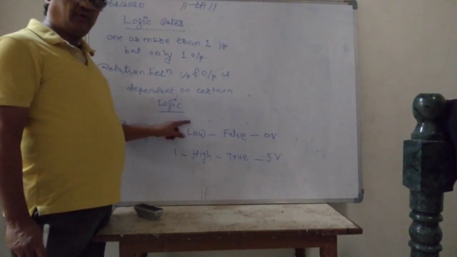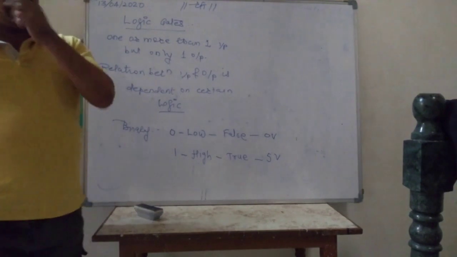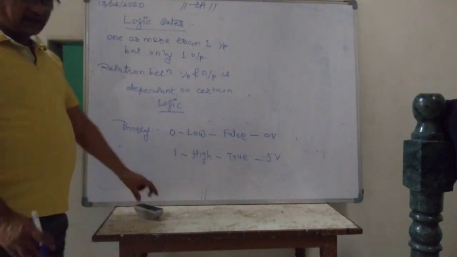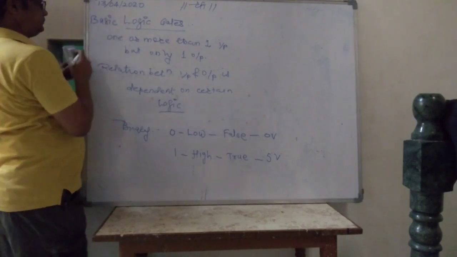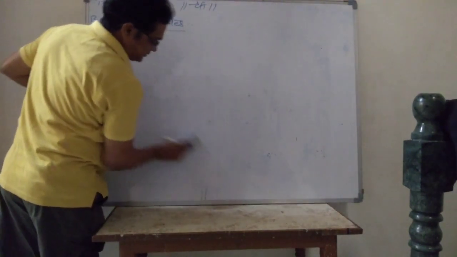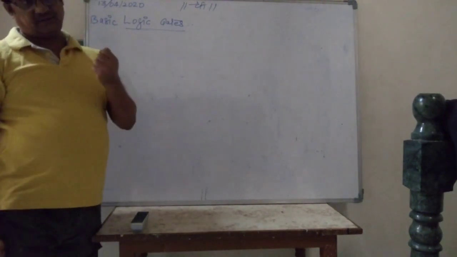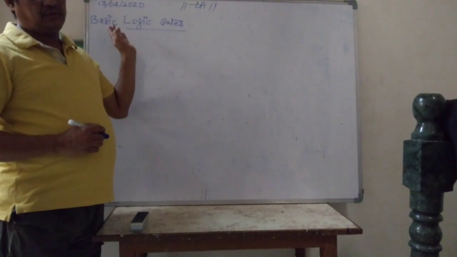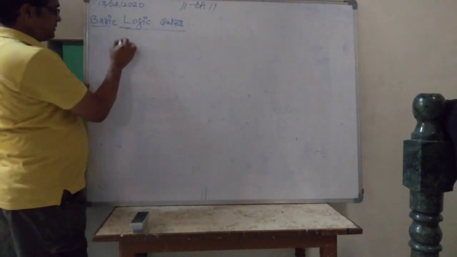0 is equal to low or false or 0 volt. 1 is equal to high or true or 5 volt. So depending on this, we will study different logic gates. So there are 3 basic logic gates. Logic gates define certain mathematical properties. Logical language. Now what is logical language? I will explain it. There are 3 basic gates.